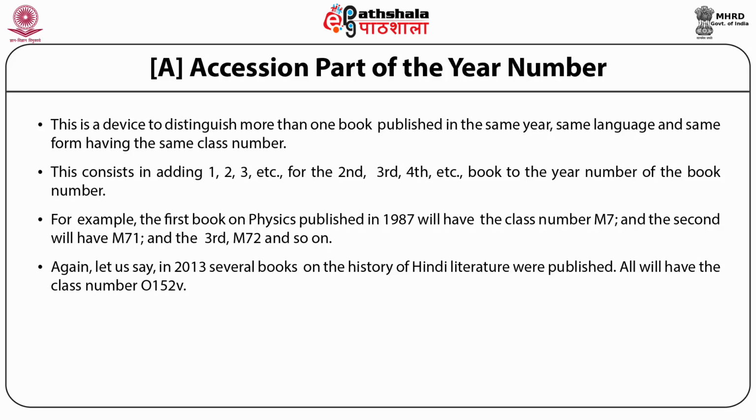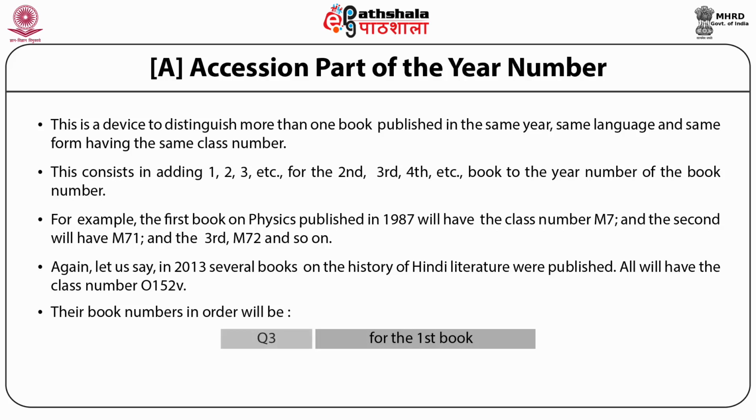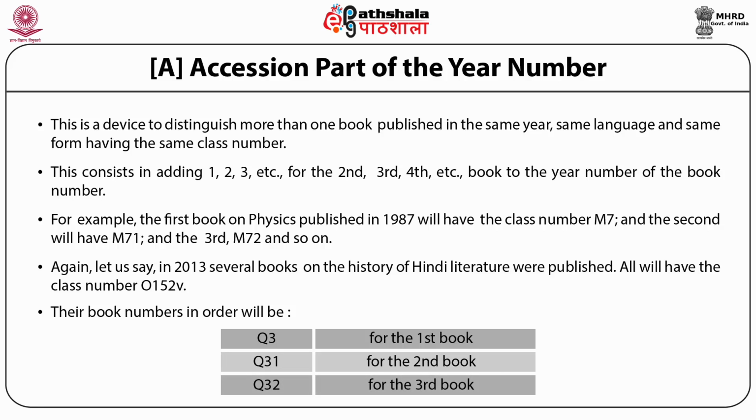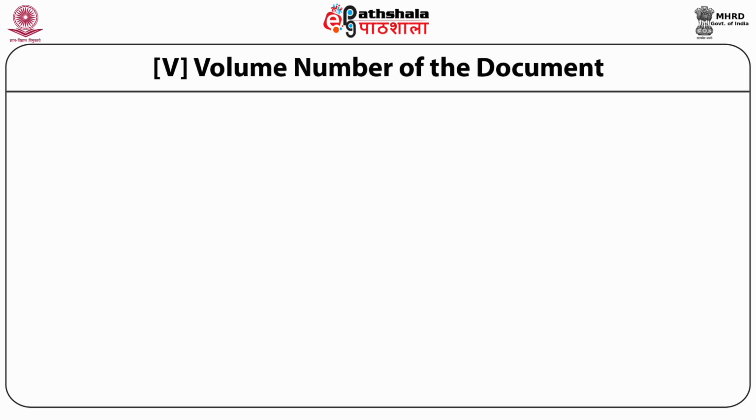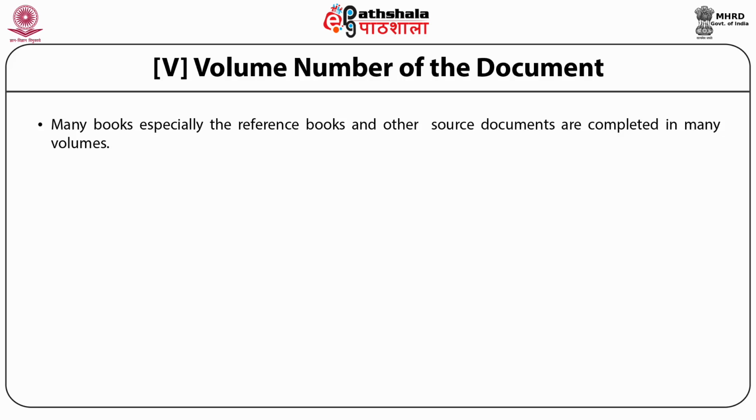Again, let us say in the year 2013, several books on the history of Hindi literature were published. All will have the class number O152 small v, but their book numbers will be as such. The first book will get the number Q3, that is for the year of publication 2013. The second book will get the number Q31, and here 1 is the accession part of the book number. Q32 for the third book, and here 2 is the accession part of the year number.